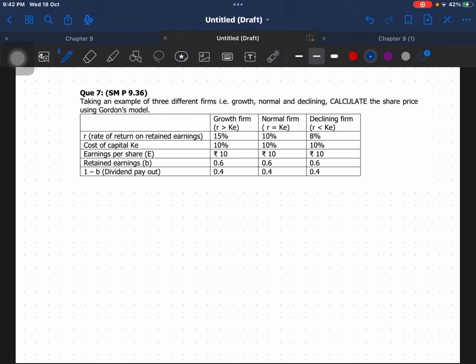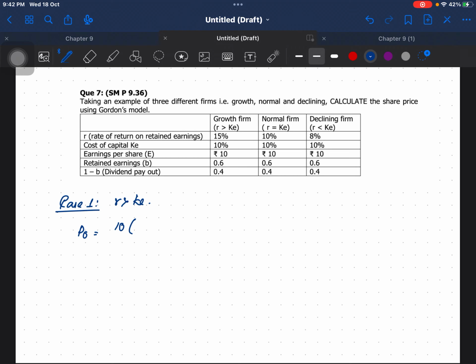Okay, so let's do the problem. Case one: R is greater than K. P0 is equal to E1, where E1 is the EPS. EPS in the first case is 10.